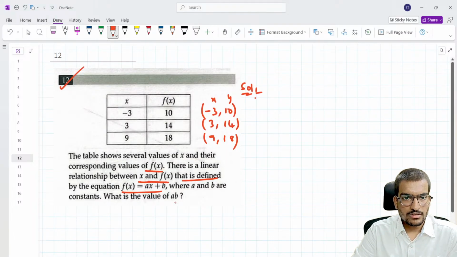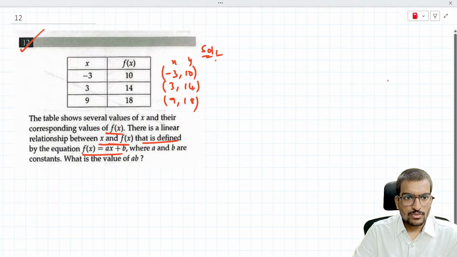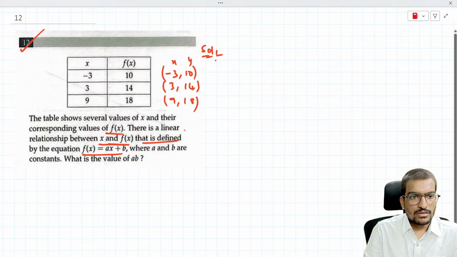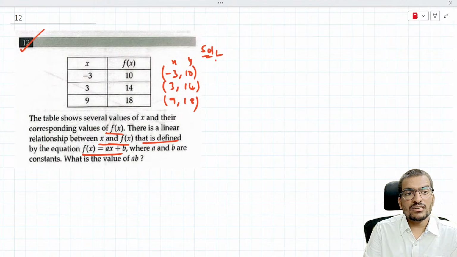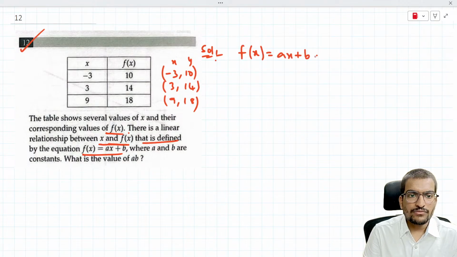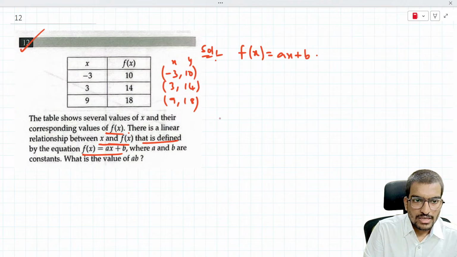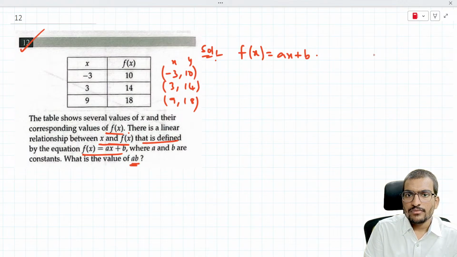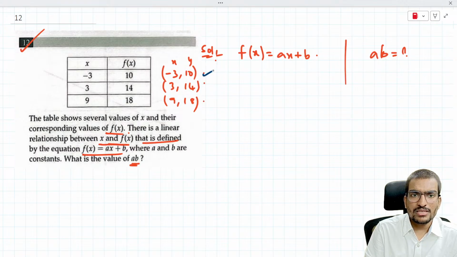Okay, let's start. Coming back to the 12th question, they gave these x and y points, the linear relationship between x and y, like f of x, that is defined by the equation f of x equals ax plus b, and we have to find the value of ab. We have many points here, like 1, 2, 3. We can get the slope easily using any two.